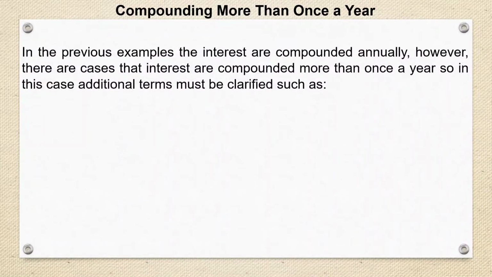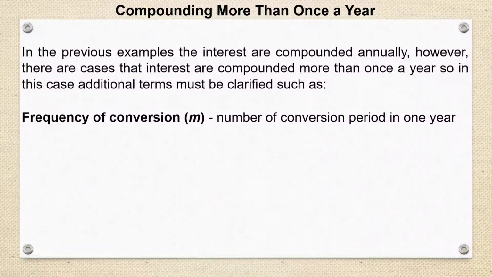However, there are cases that interests are compounded more than once a year. So in this case, additional terms must be clarified. These are the terms that we need to understand. We have the frequency of conversion, which is m, the number of conversion periods in 1 year. So this m tells how many times your money, your principal or your interest, is compounded in a year, whether twice, thrice, or four times. So that is the frequency of conversion, which is m.